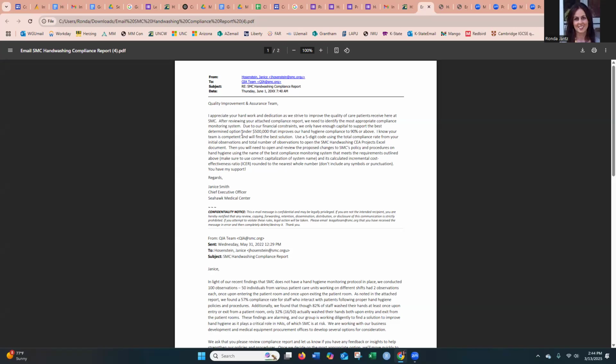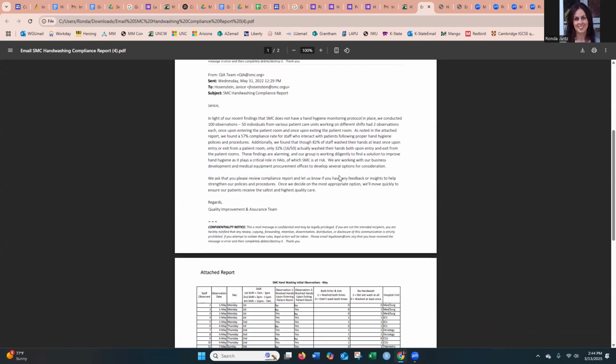The first parameter is that we only have $500,000 to spend. The second parameter is that the compliance rate must be 90% or higher. Once we know that, we can move to our next file.